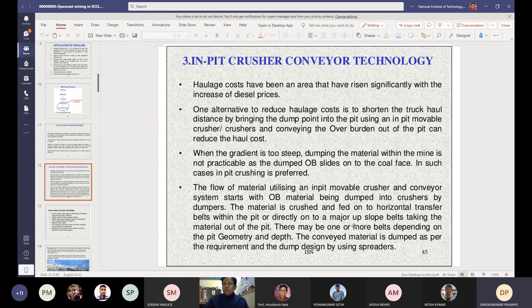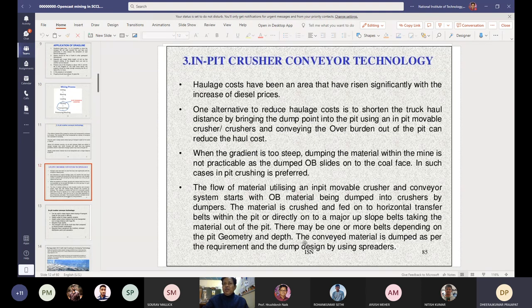So there may be one or more belt systems depending on the pit geometry and depth, at what depth you are mining and what is the size of the pit.